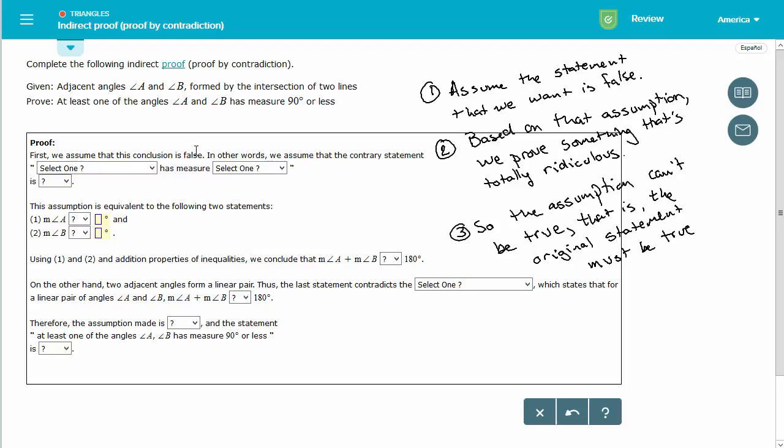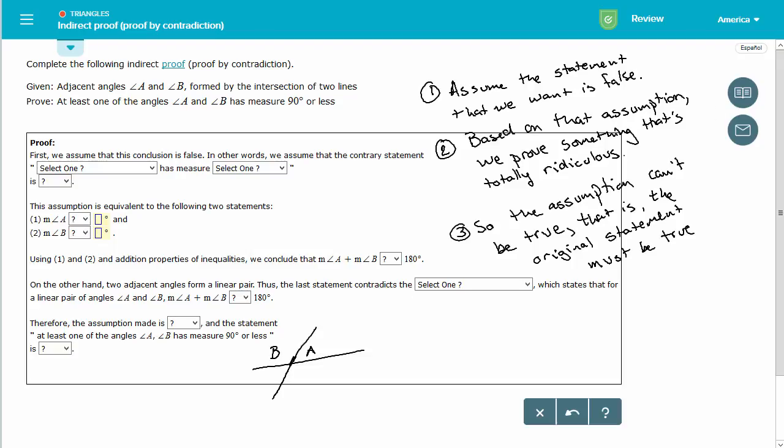So here, we've got two angles formed by the intersection of two lines. Right, so we have a picture that looks like this. Right, angle A, angle B. And we want to show that at least one of these has to be smaller than 90 degrees.